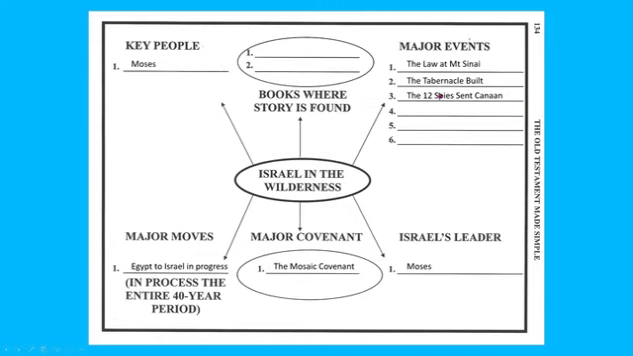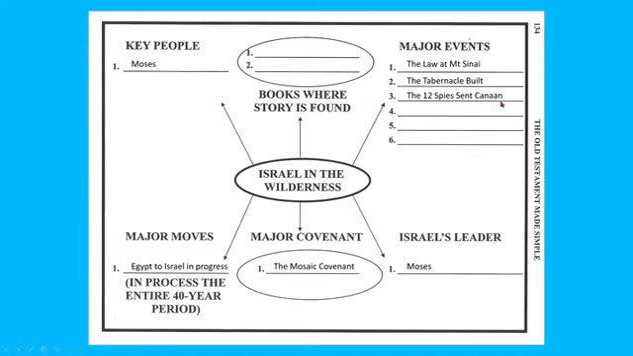The 2 that said yes were Joshua and Caleb, and they would be the only 2 that would be allowed to enter the land of Canaan 40 years later after the wilderness wanderings. All the other adults would die in the wilderness and would not be allowed to enter the promised land.